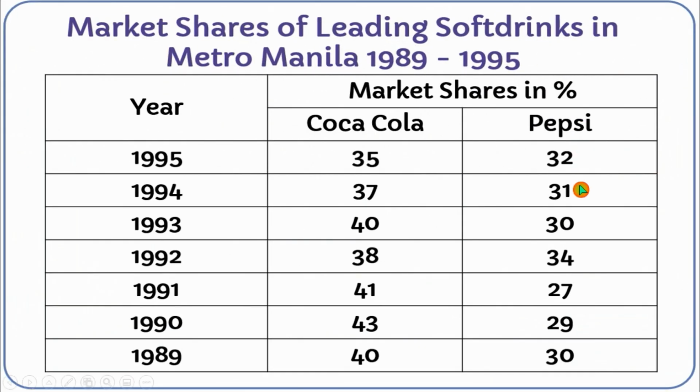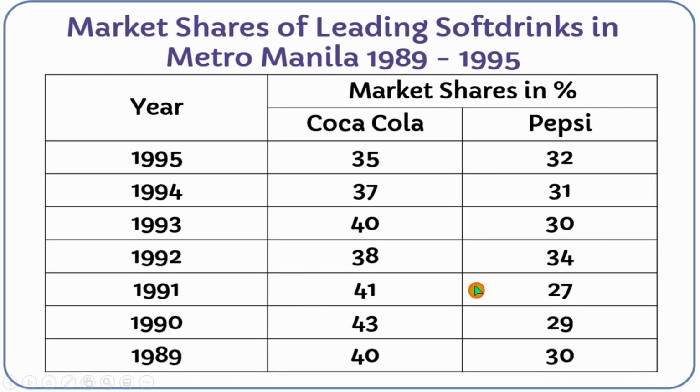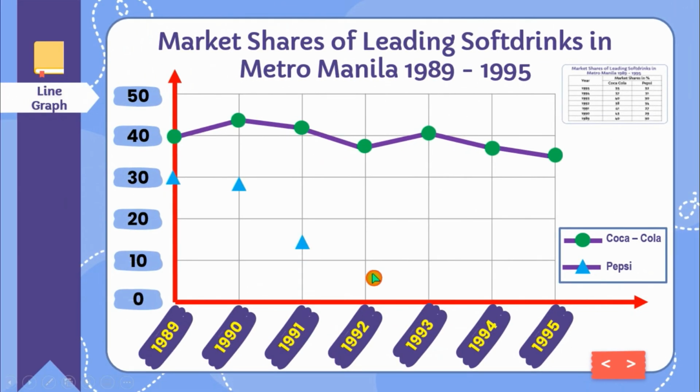Then, we also have the Pepsi as the second leading soft drink in Metro Manila during the 1989 to 1995. So, during the 1989, Pepsi has 30% market share. Okay? Okay, there. So, 30%, 1990. Yan, we have there, 29%. Ito lang ako nagbe-base. Yan. Pinaplot ko lang talaga siya as in totally. Then, diretso tayo.